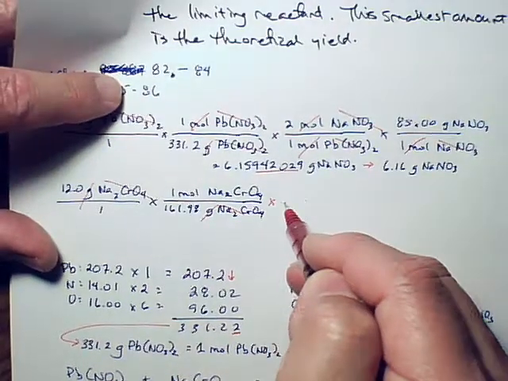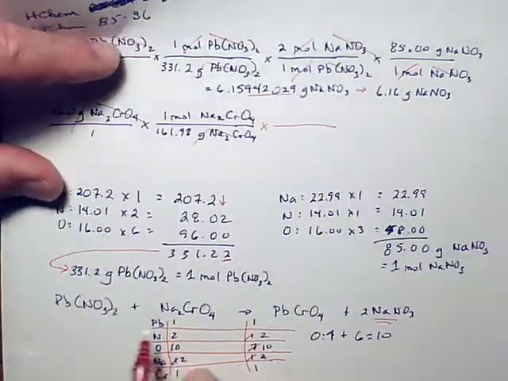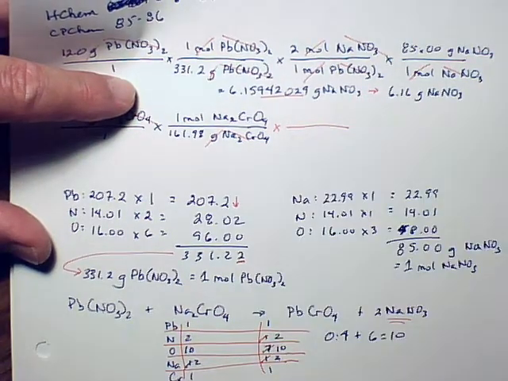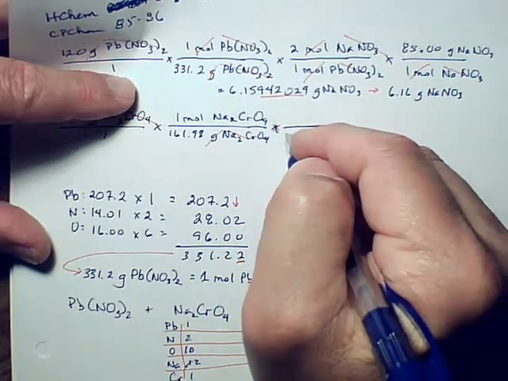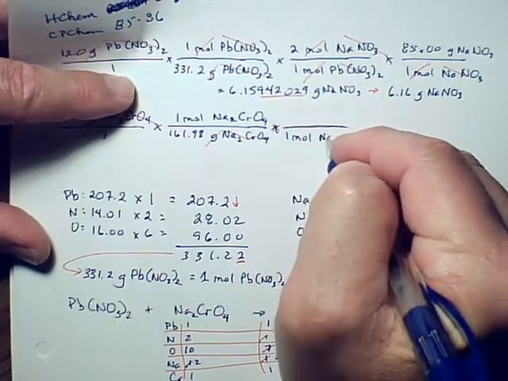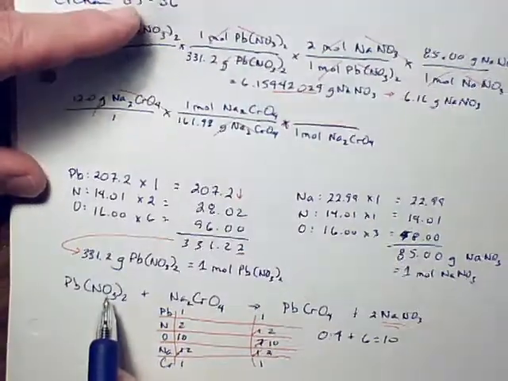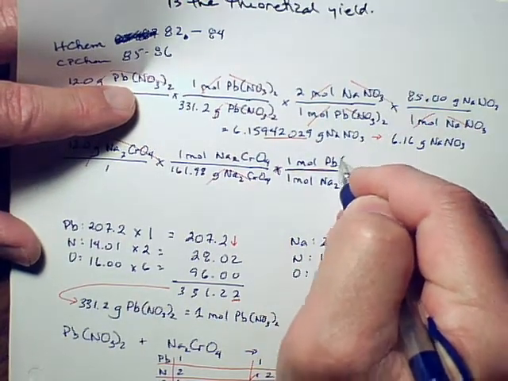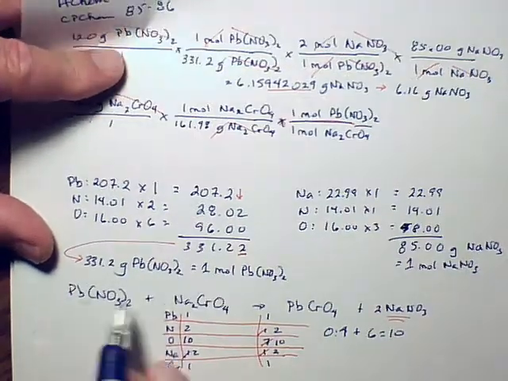Yes? Mm-hmm. And so we're going to use this same molar ratio from the equation here. So we're going to have, let's see, 1 mole of sodium chromate. Whoop, I don't know why I put that in red. Keep my colors matched up. 1 mole of Na2CrO4. And we're going to have 1 mole of lead nitrate. So we're just using the coefficients of the balanced equation.